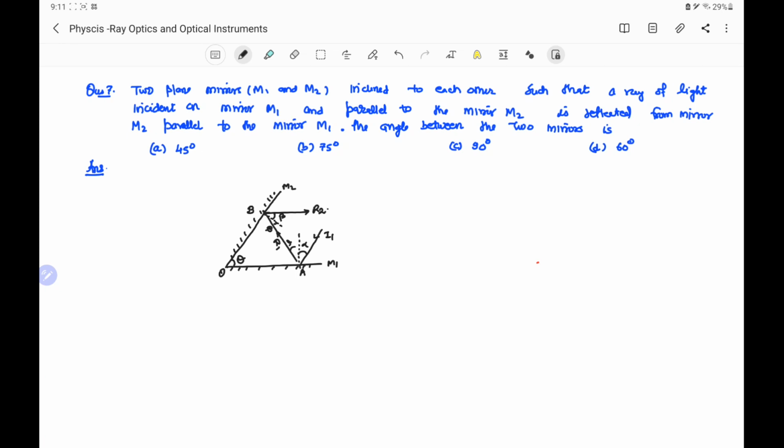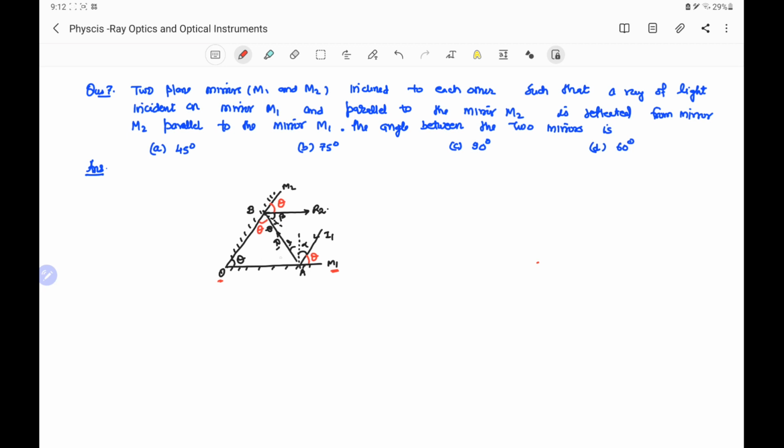Now in the figure we can see that because R2 is parallel to M1, these are two parallel lines. So the corresponding angle will be theta between R2 and the mirror M2. Similarly, I1, the incident ray, is parallel to the mirror M2. So I1 makes angle theta, because it is a corresponding angle, at the point O with the mirror M1. Therefore, at point B, the remaining angle will also be theta by symmetry.